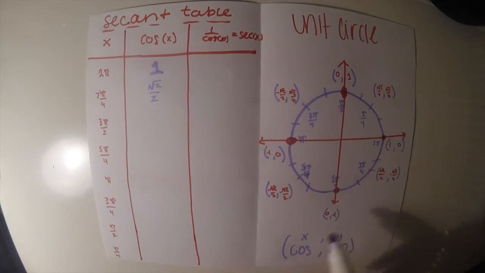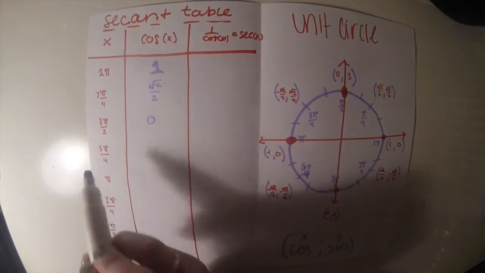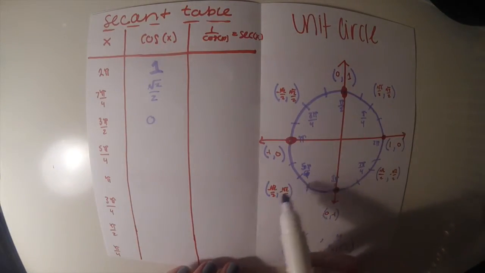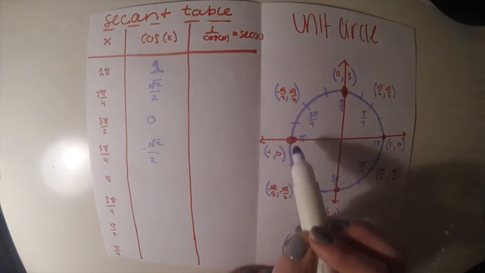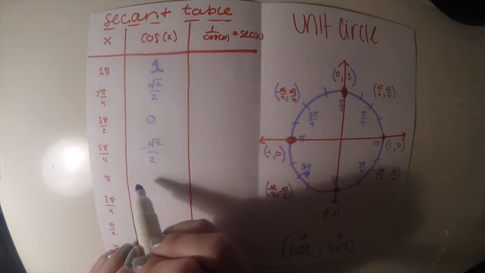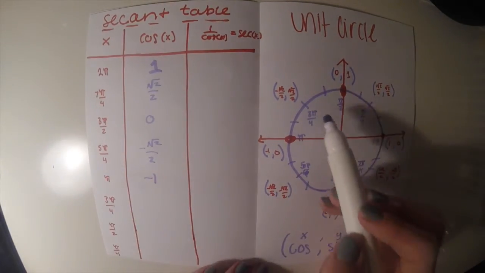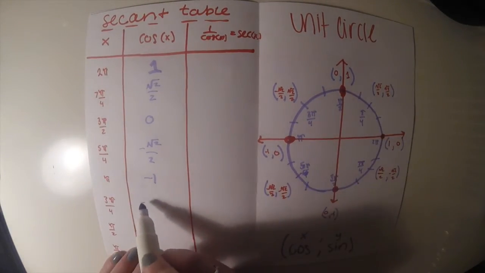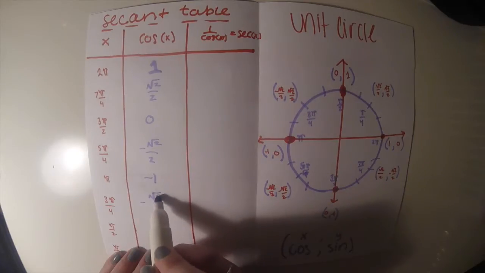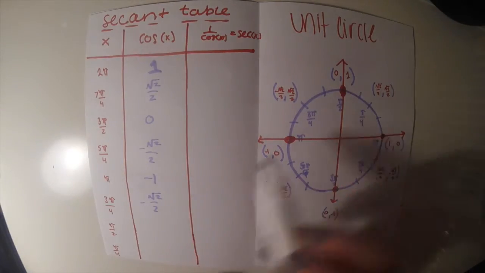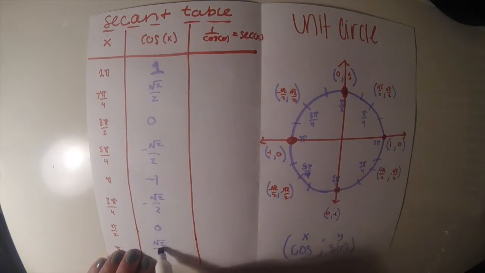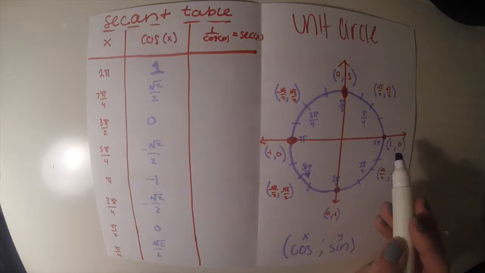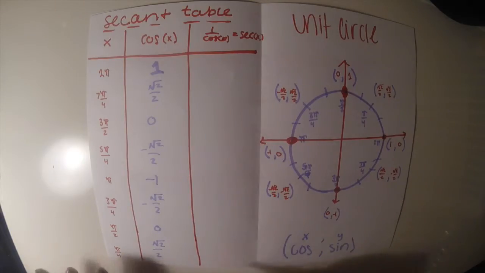And then next, 3 pi over 2. Go to the x right here, it's 0. 5 pi over 4, go to the x variable, it's negative radical 2 over 2. Go to pi here, the x is negative 1. We're going to go to 3 pi over 4. That's negative radical 2 over 2. Go to pi over 2, that's 0. And then pi over 4 is radical 2 over 2. And again, 2 pi and 0 are the exact same. Just couldn't fit it, so I just threw that down here.